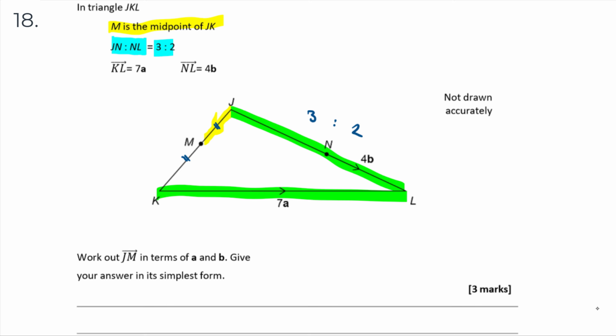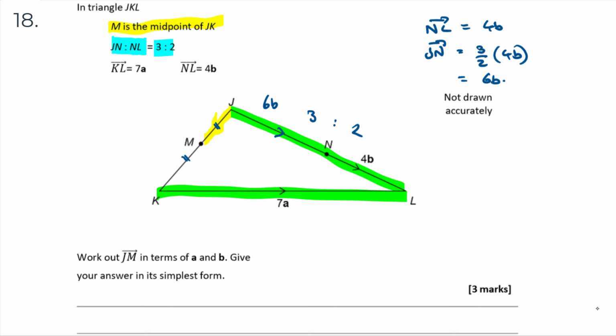Okay, so if this is in the ratio of 3 to 2 and NL is 4b, then if I divide that by 2 and times it by 3, it should tell me that J to N then, this part down here, is going to be 4b divided by 2 times by 3. It's going to be 6b, isn't it? That's going to be 6b. I'm just going to write that down, that if N to L is 4b, and I know that J to N is 3 halves of 4b, then I know that J to N is 6b.